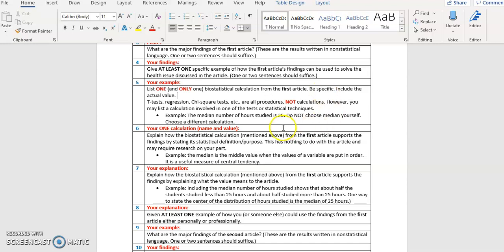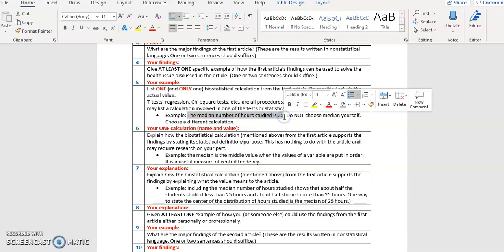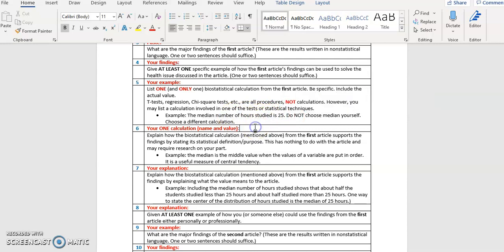Okay, so here's an example. The median number of hours studied is 25. If that was my calculation, I'd put what it is: the median is 25 for the number of hours studied. And I would put it right here on number 6. Do not choose the median. Since I'm giving you an example of the median, pick something else. Otherwise, that's not fair.